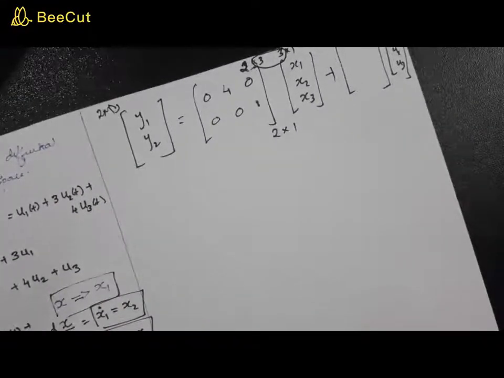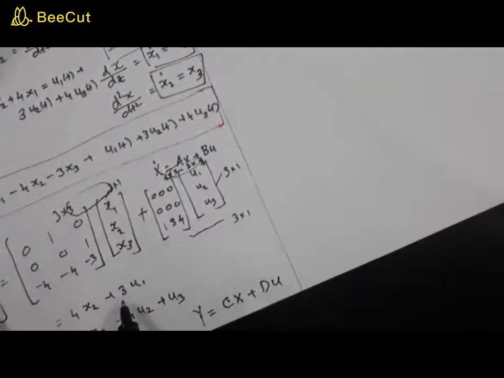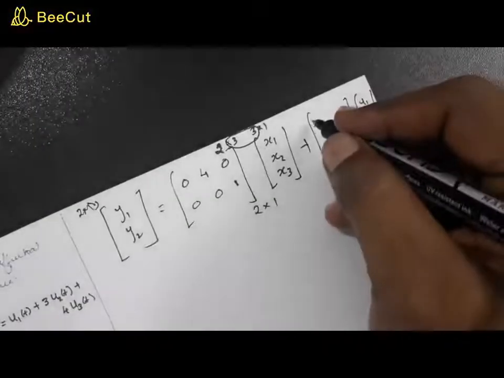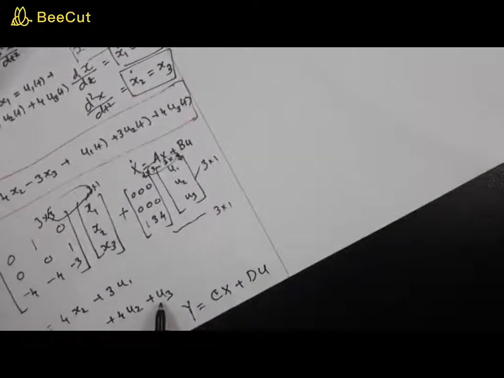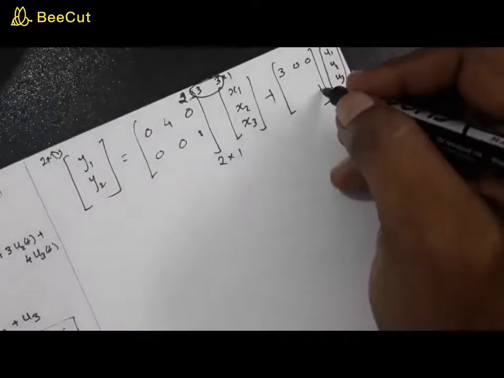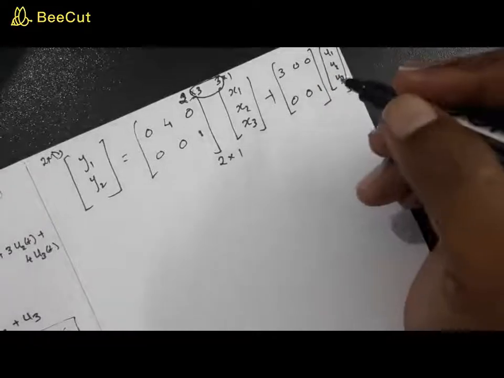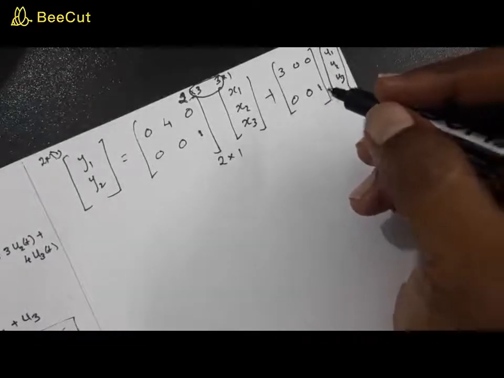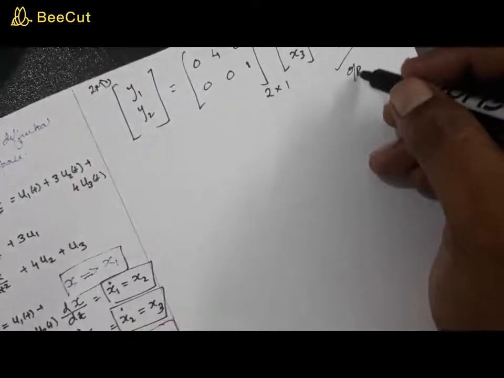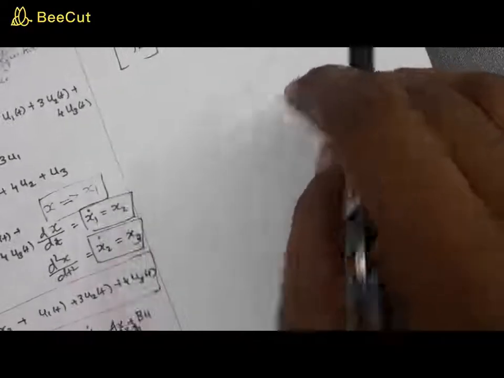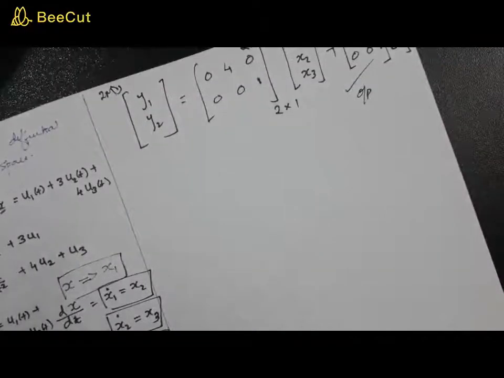Now looking at the equation, what is y1? y1 is actually 3 times u1. So this must be 3, and the rest are 0, right? And what is y2? In y2 you have only u3, the rest is 0, 0 0 1. Okay, right? So this is actually the output equation. Now this is quite different from the previous problem which we have done. So the questions can also be asked in this way.